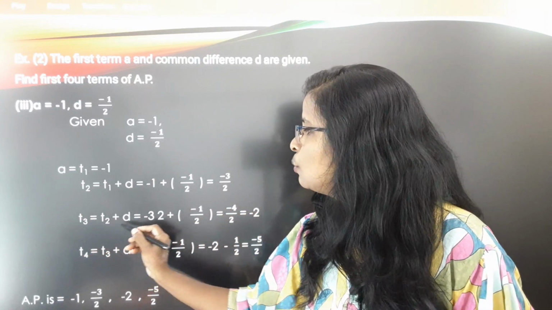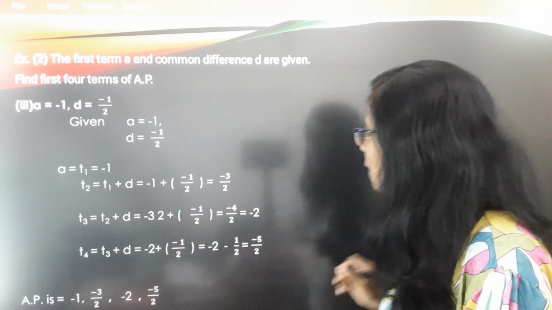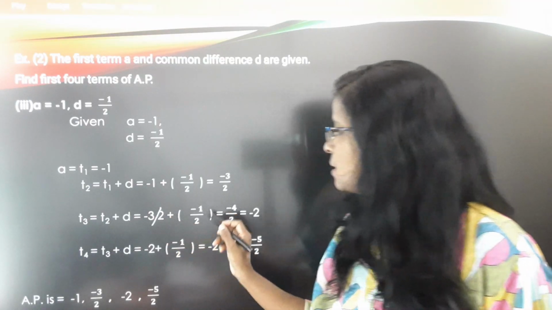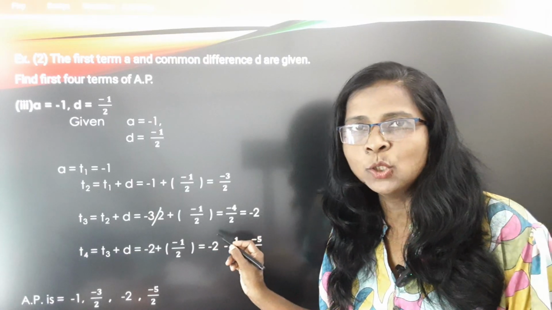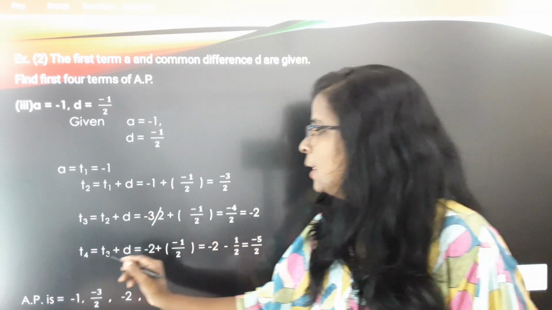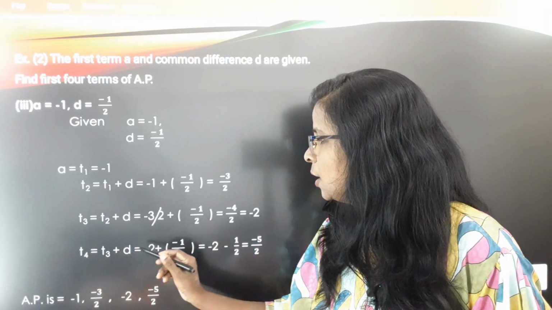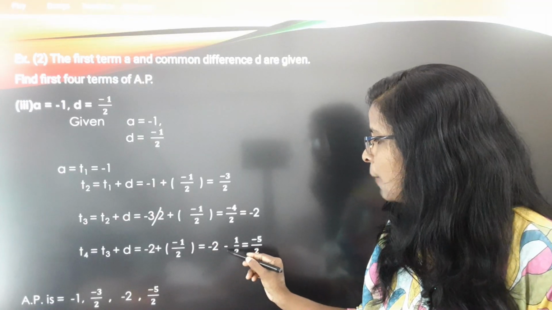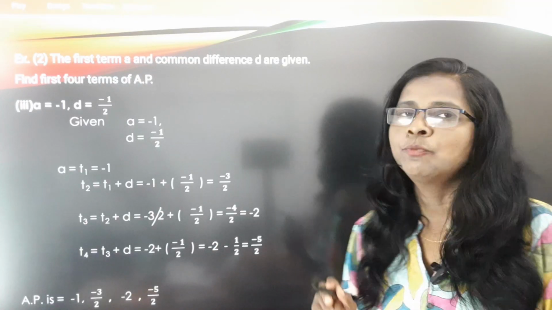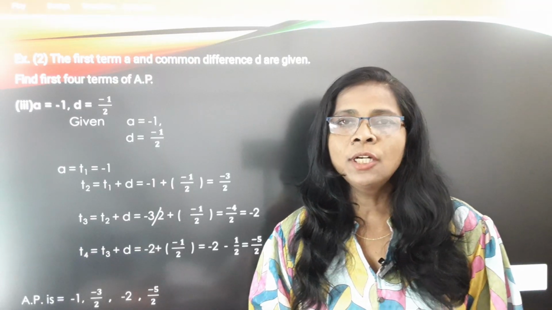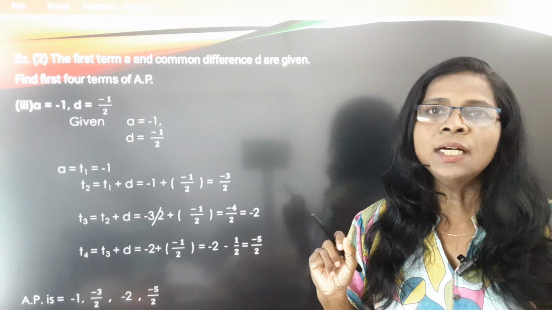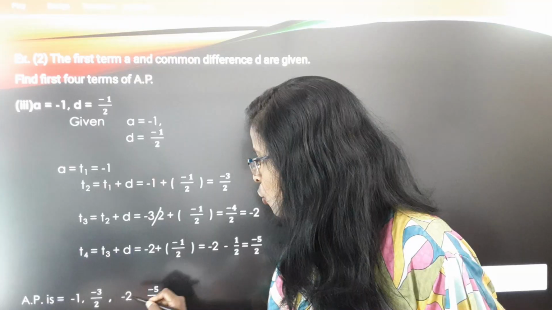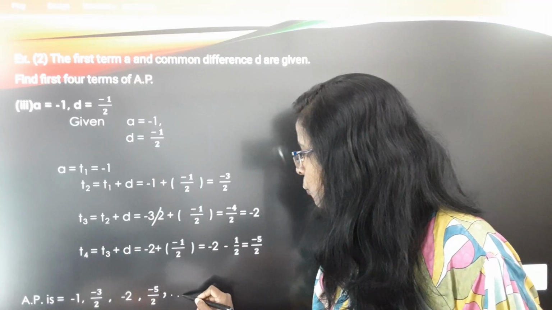T3 is equal to T2 plus D is equal to minus 3 upon 2 plus minus 1 upon 2 is equal to minus 4 upon 2 is equal to minus 2. T4 is equal to T3 plus D is equal to minus 2 plus minus 1 upon 2 is equal to minus 2 minus 1 upon 2 is equal to minus 5 upon 2. In such a way we have the terms, so we can form the AP. The AP is minus 1, minus 3 upon 2, minus 2, minus 5 upon 2, and so on.